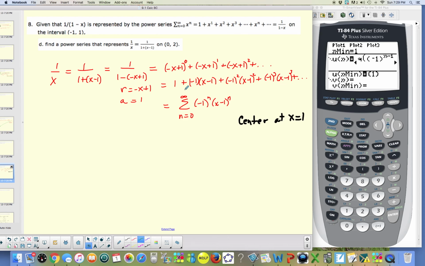And I end up getting this power series, or I can write it like this. Now, the big change is this is centered at 1, not centered at 0, because this says x minus 1. And that's the power series that represents that function.